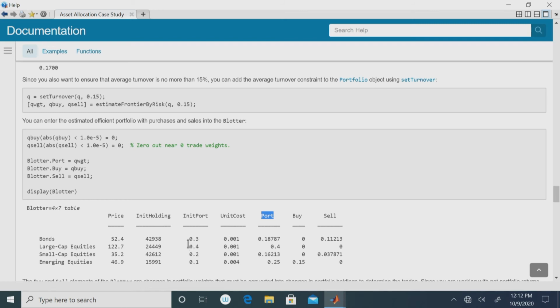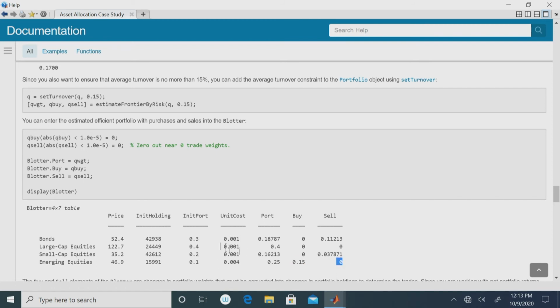If you observe carefully and compare the initial portfolio with the new portfolio, for bonds there is a reduction in the weight, so there is no buying, only selling. In case of large cap equities, the weight remains unchanged at 0.4, so there is no buying or selling at all. In case of small cap equities, you move from 0.2 to 0.16213, so there is no buying because there is a reduction, and instead there is selling. And in case of emerging equities, you have moved from 0.1 to 0.25, so there is a change in the weight, which means you have to buy and there is no selling.